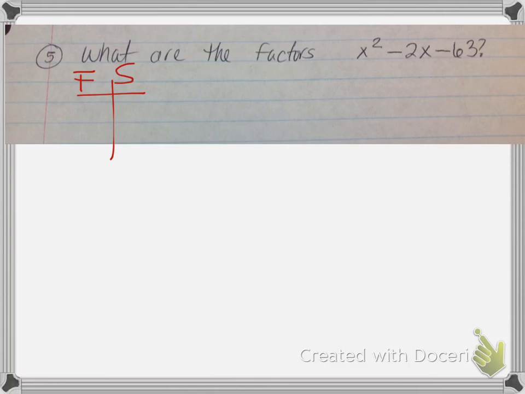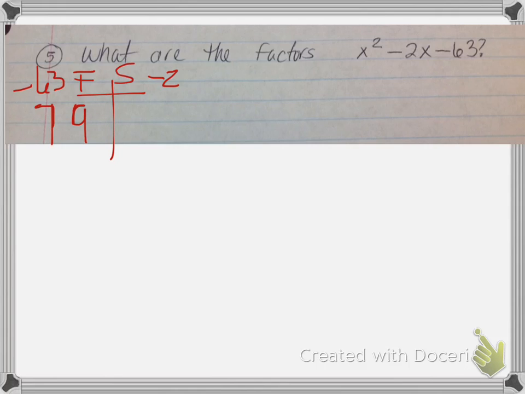Now, you're looking for the factors of negative 63 and the sum of negative 2. What numbers off the top of your head give you 63? 9 and 7. 9 and 7, that's what I'm thinking of also. You could put all of them in a list.